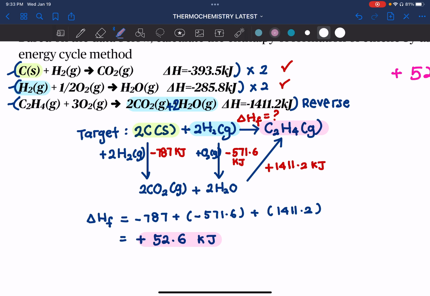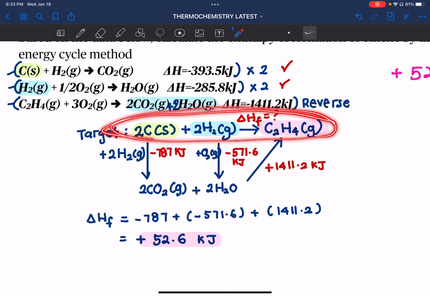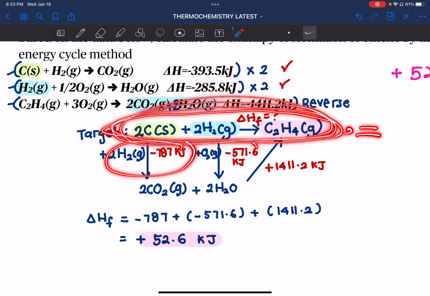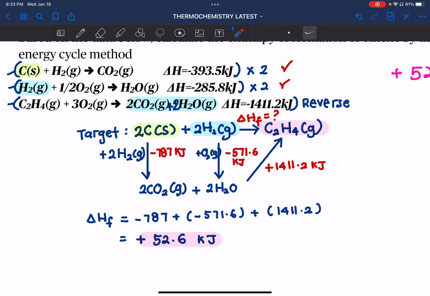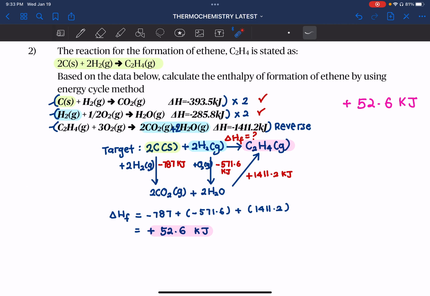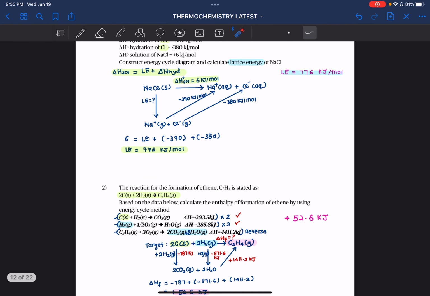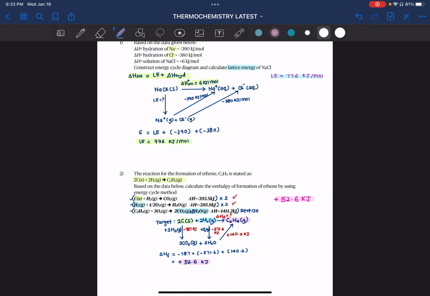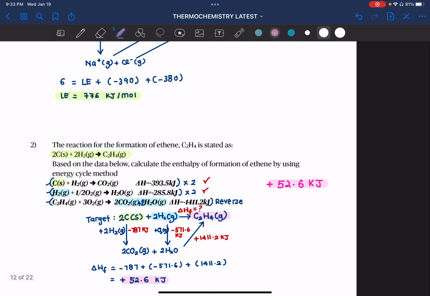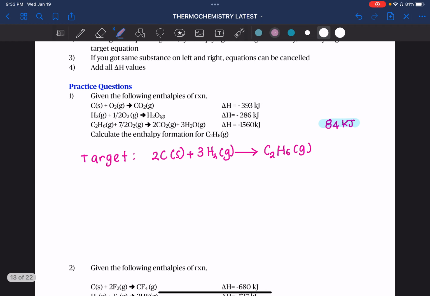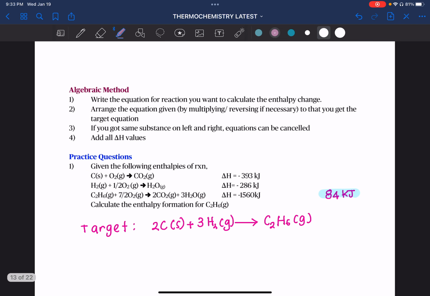Okay, so the concept is yang awak nak cari, this is what you want to find out, equals to the sum of all the enthalpy change. Okay, this one equals to hasil tambah all these three. Okay, kat mana kita dapat ni? Kita dapat ni daripada equation dekat atas. Okay guys, so that's the energy cycle diagram.